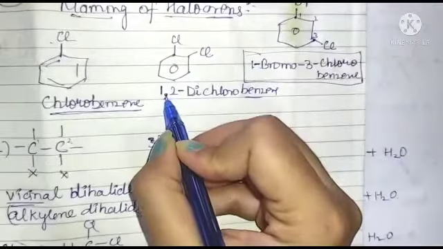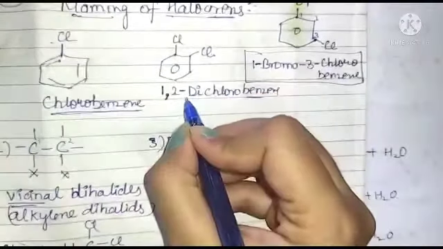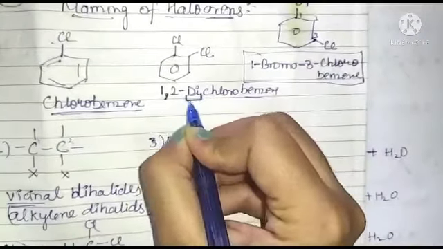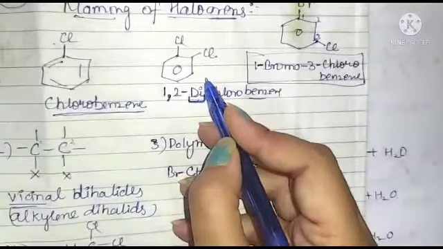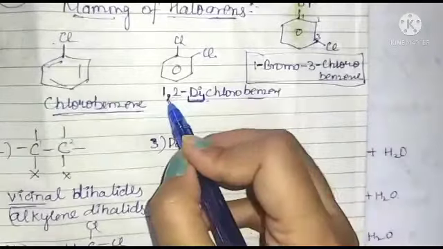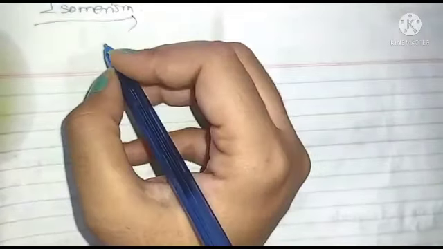You just have to notice where you have to mark a hyphen and where you have to mark the comma. And when the same substituent is present twice, you have to write di. Don't forget to write di, or where 3 chlorine are present, you have to write tri, and you must mention their positions. Clear?